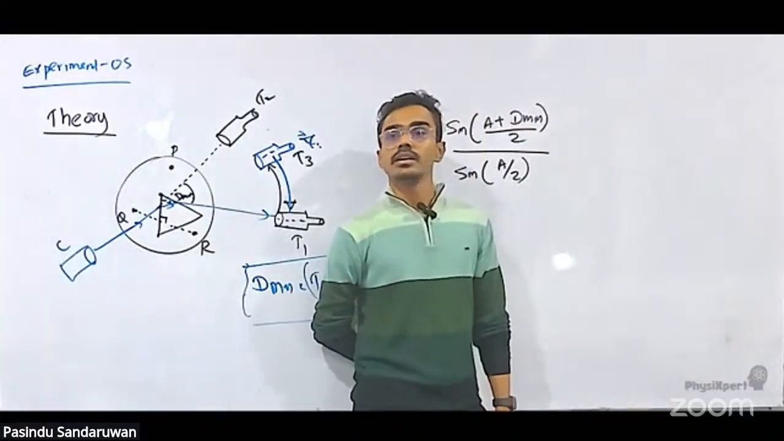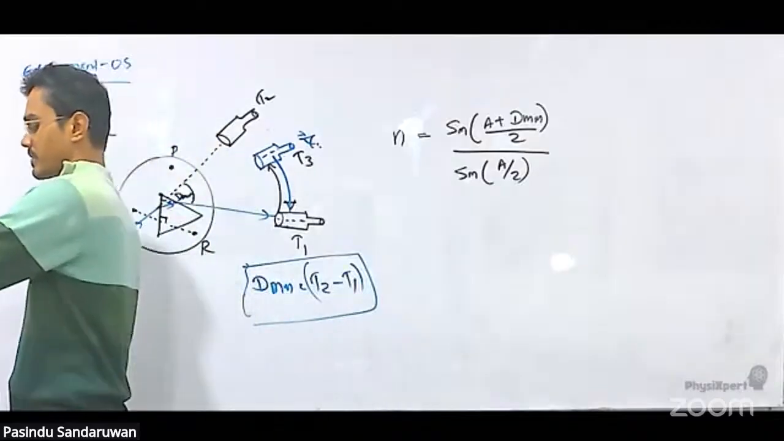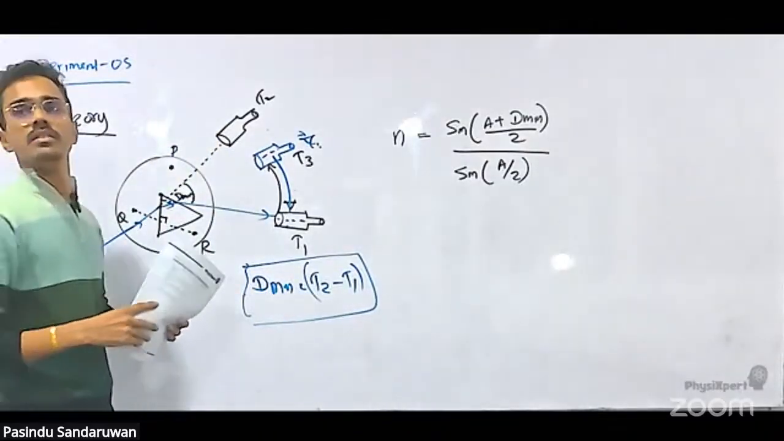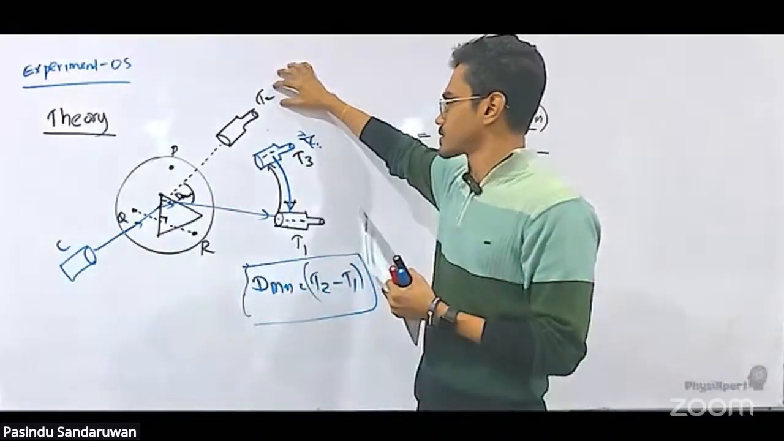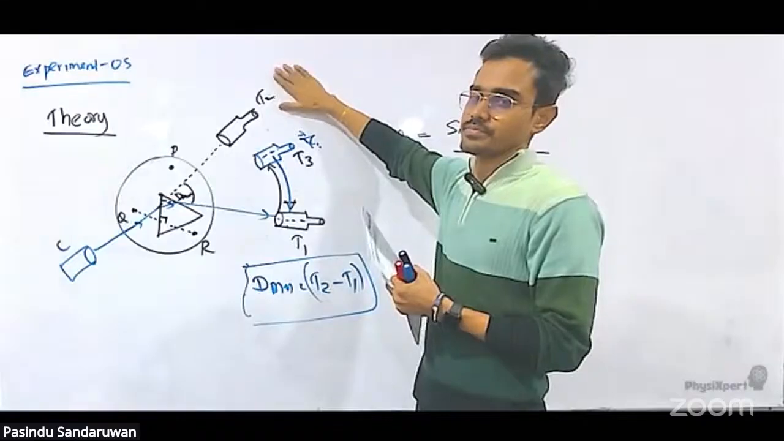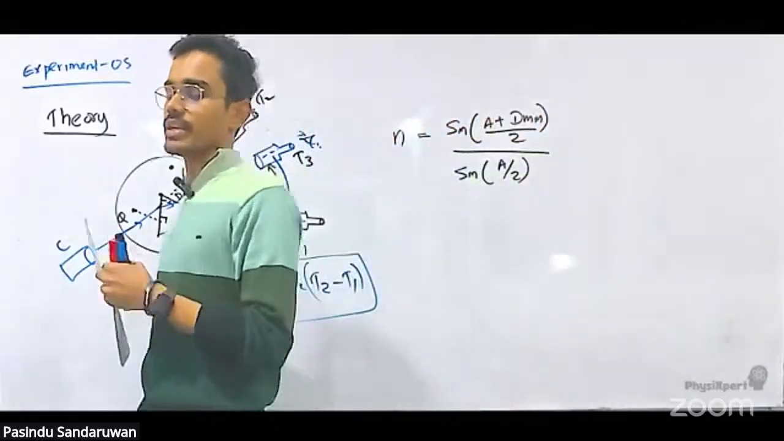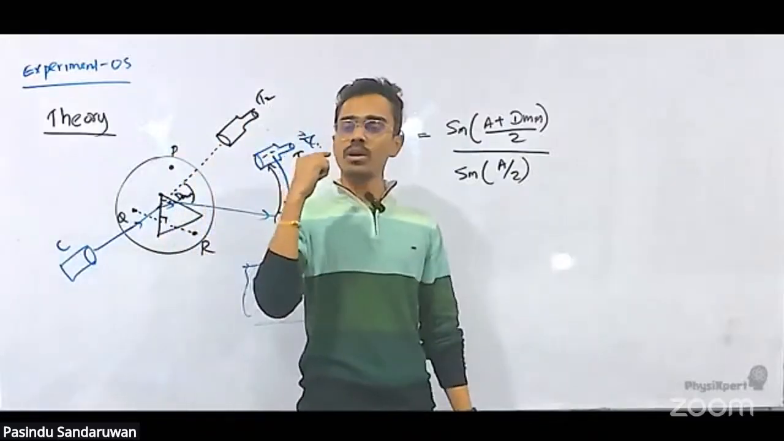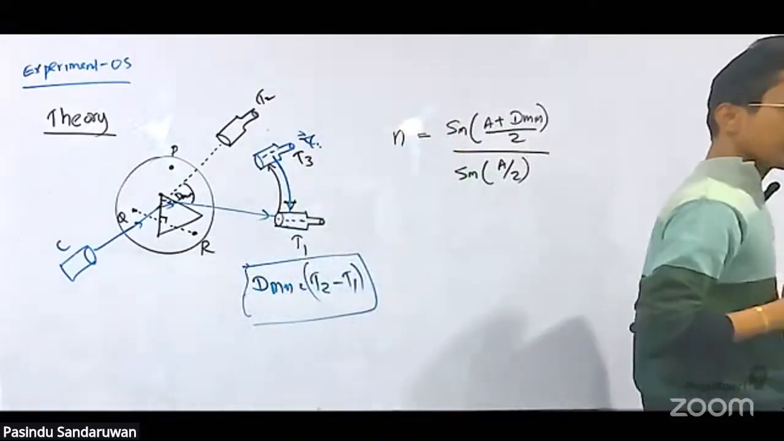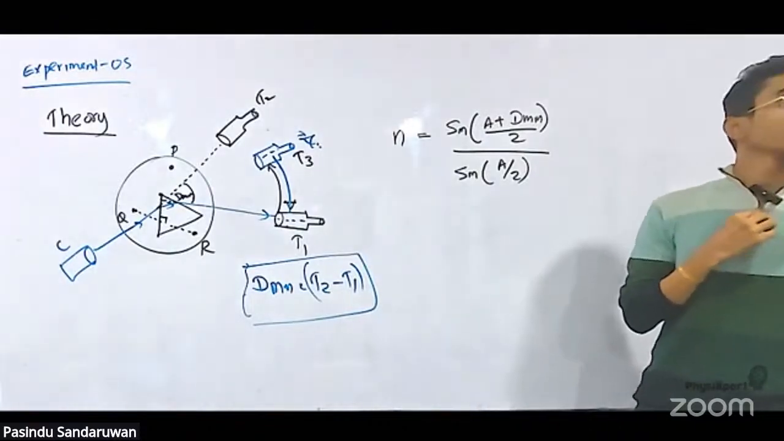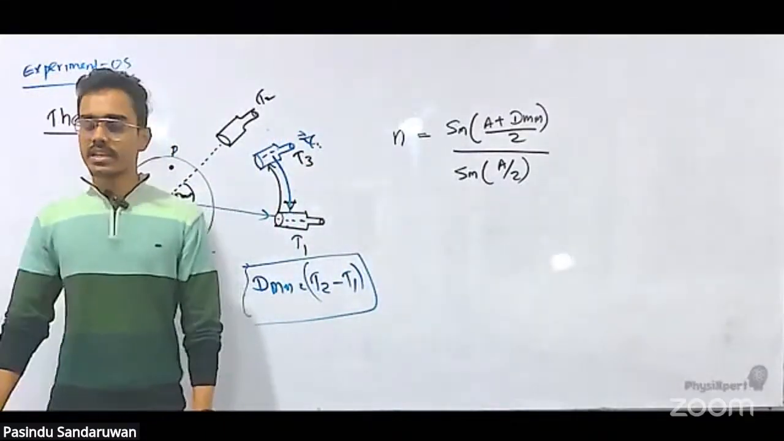Next point, remove the prism from the prism table and turn the telescope to position T2, as it is collinear with the collimator, and take the respective reading.